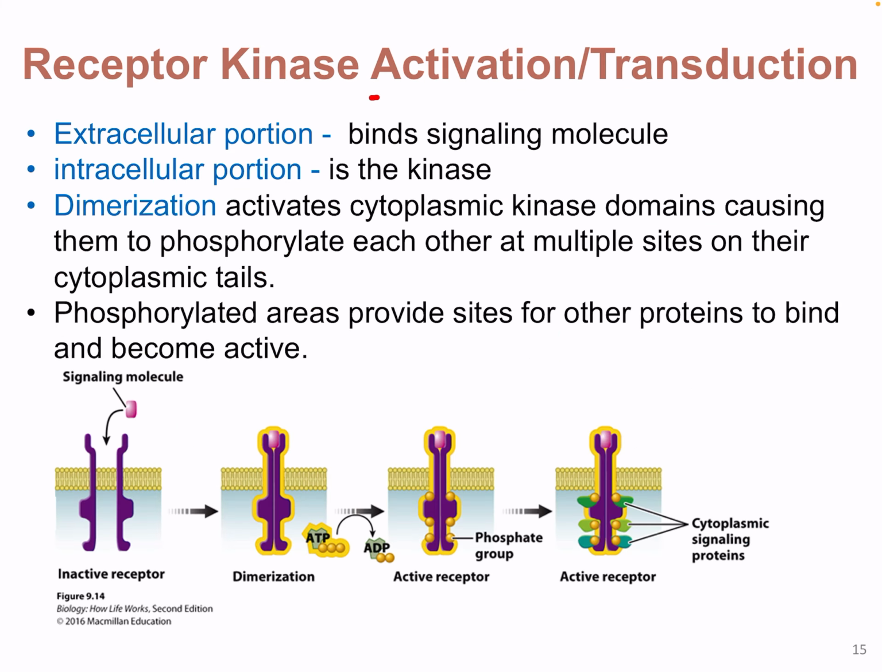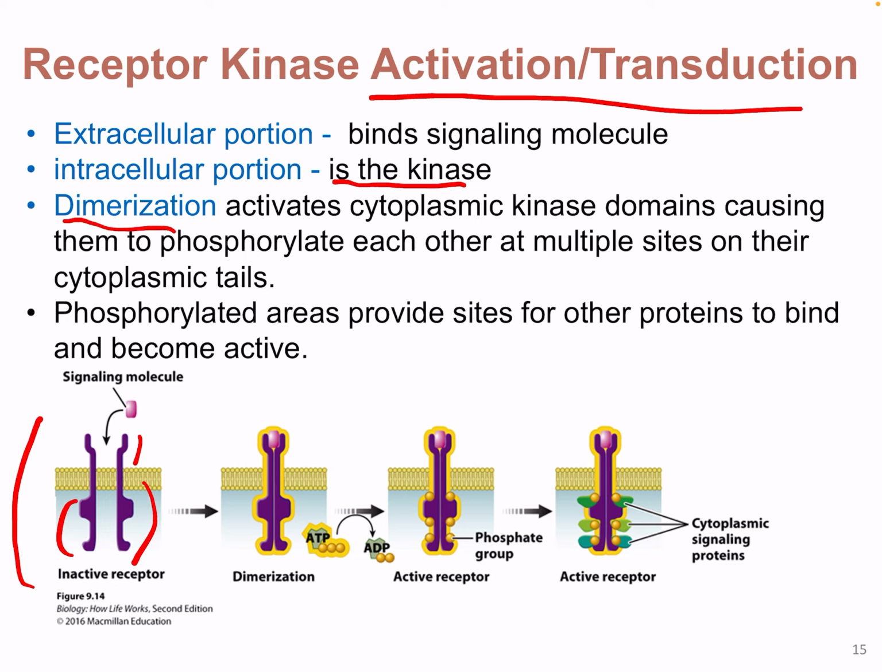So receptor kinase activation and transduction. So here's a picture of a receptor kinase. We have an extracellular portion, which binds to the signaling molecule. We have the intracellular portion, which is the kinase. There's our kinase. And we have dimerization. So dimerization activates cytoplasmic kinase domains, causing them to phosphorylate each other at multiple sites on their cytoplasmic tails. So essentially it's the interaction when these merge together. So we see here they come together.